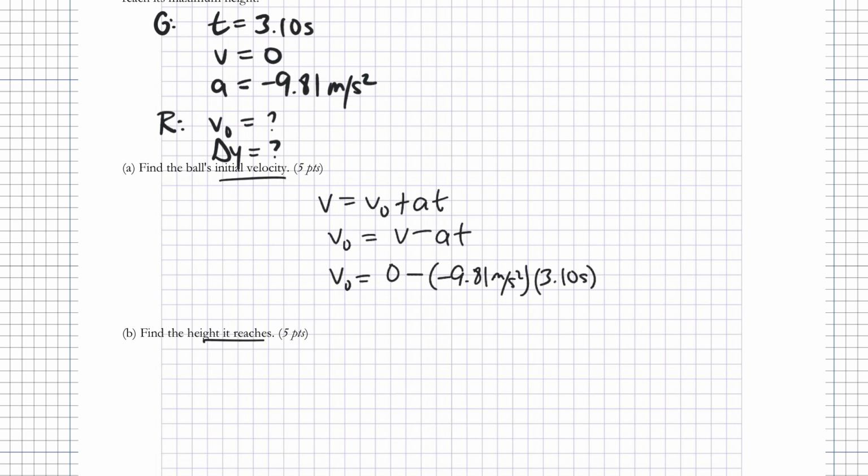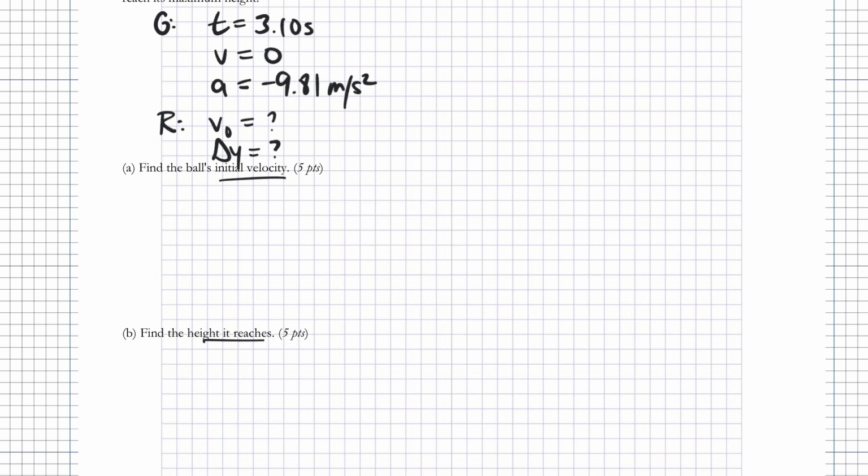It's always nice if you have the time, okay? Sometimes you can get stuck in problems and you're kind of like, I can't see a single equation that's going to do it. If that happens, just go solve for something. It might make your life a lot easier. So anyway, this is 3.1 times 9.81, and we end up with 30.411.